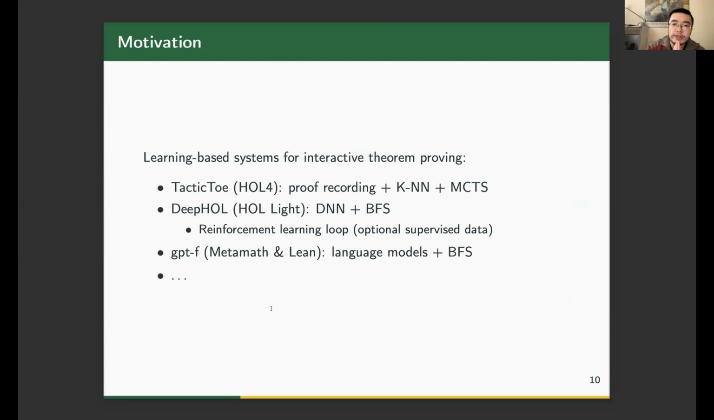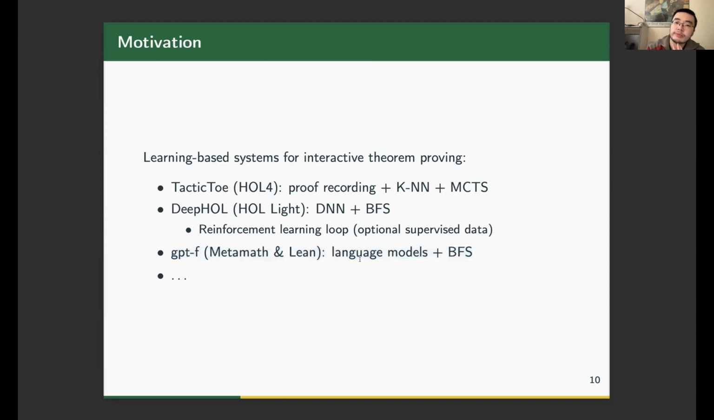So there have been learning-based systems for interactive theorem proving. We have TacticToe, DeepHOL, and GPT-f. They all use different approaches, but one of the common characteristics is that they all use a fixed proof search. This one is Monte Carlo tree search. This one is breadth first search. This one is best first search. The most successful one is this GPT-f. It is for Metamath and Lean. It uses language models plus best first search.